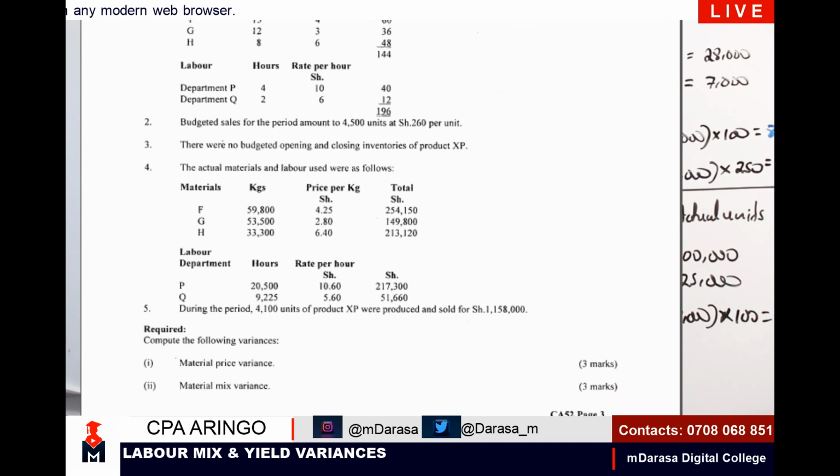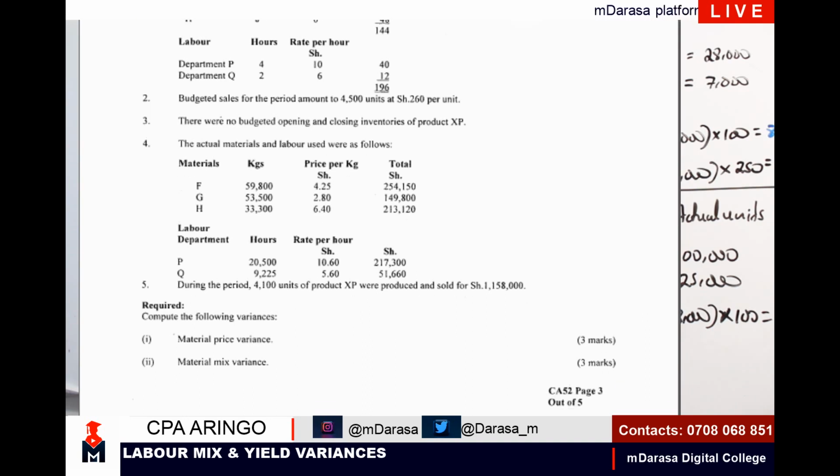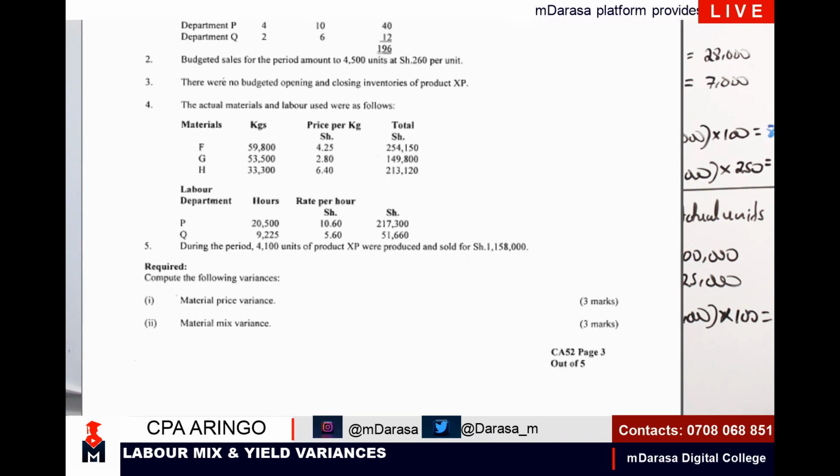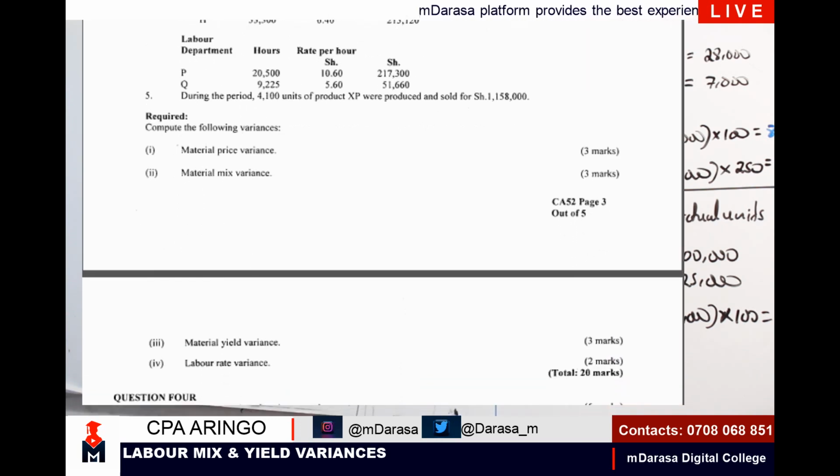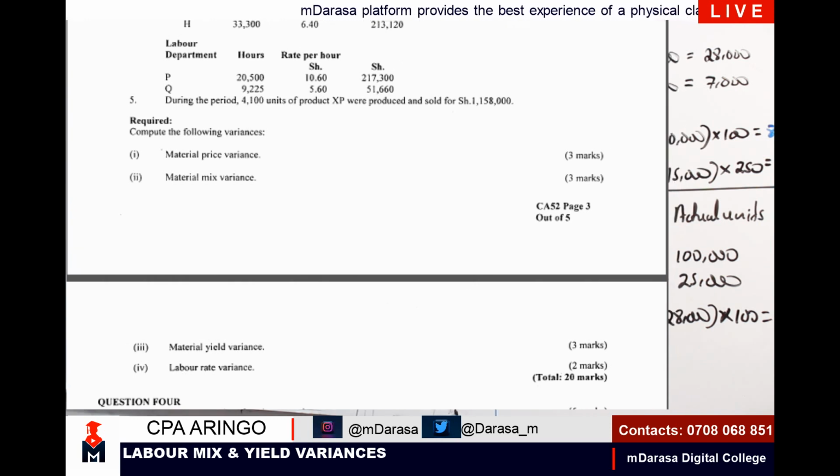Then required here, we are asked to compute. We are told that during the period, 4,100 units of product XP were produced and sold for 1158. Compute material price variance, material mix variance, material yield variance, as well as the labor rate variance. Given such a question, my good students, these are almost 11 free marks that the examiner is giving us.